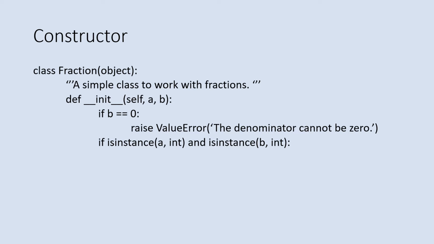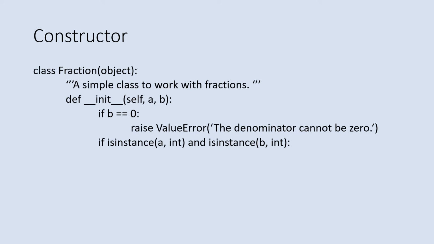So if B is 0, it is already taken care of. The raise value error will stop the constructor, and it will kick back to the user and give them the error. So we would never get to this next part if the denominator were 0. So now we're saying, okay, we know the denominator is not 0 because we got past that portion. We want to check to see if A is an integer and to see whether B is an integer. So we want both of them to be integers.